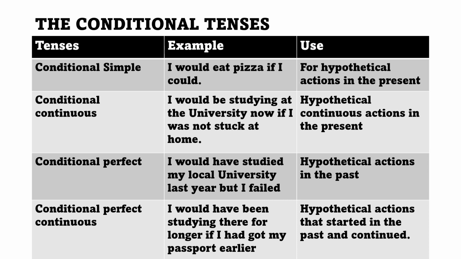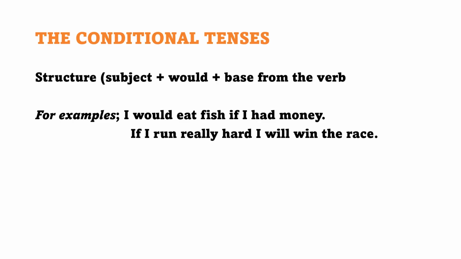Another table for you there, I think it's the last table, for the conditional tenses. So I've just classified them, the tenses and the examples and their usage. So the conditional tenses, they have a subject plus would plus base form of the verb. The examples I have here are, I would eat fish if I had money. If I run really hard, I will win the race.